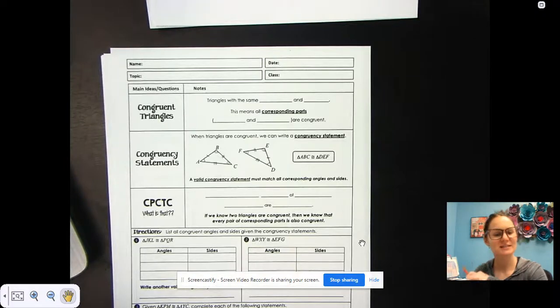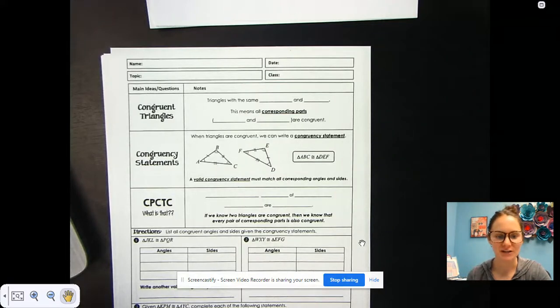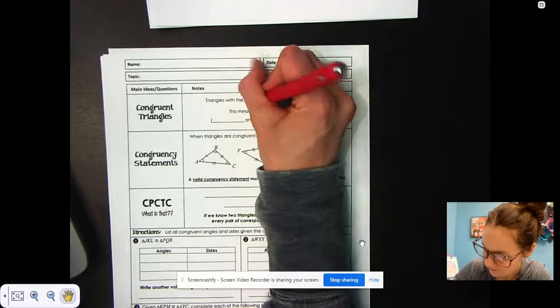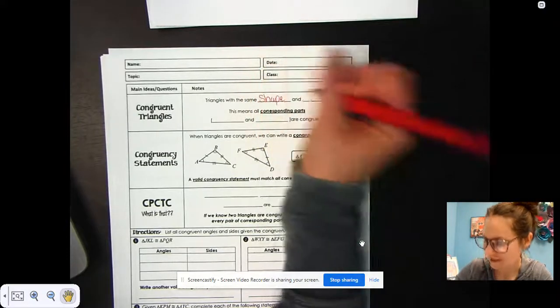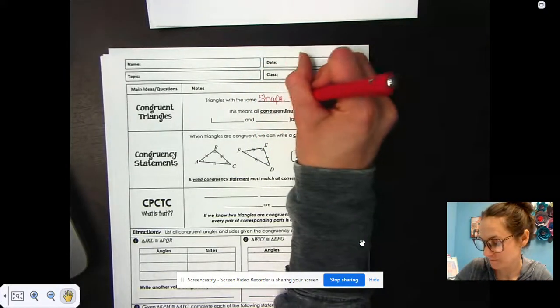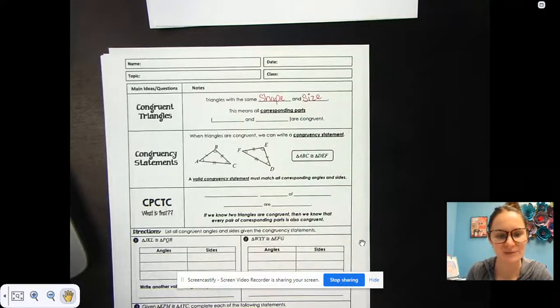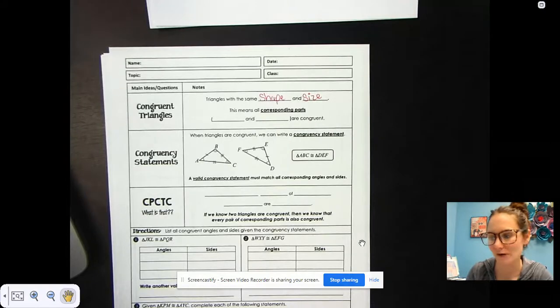All right, so this is the start of congruent triangles and going over CPCTC. Probably saying, what is that? Well, here we go. We are talking about triangles with the same shape and size. Okay, same shape and size. This means all corresponding parts, angles, and sides are congruent.